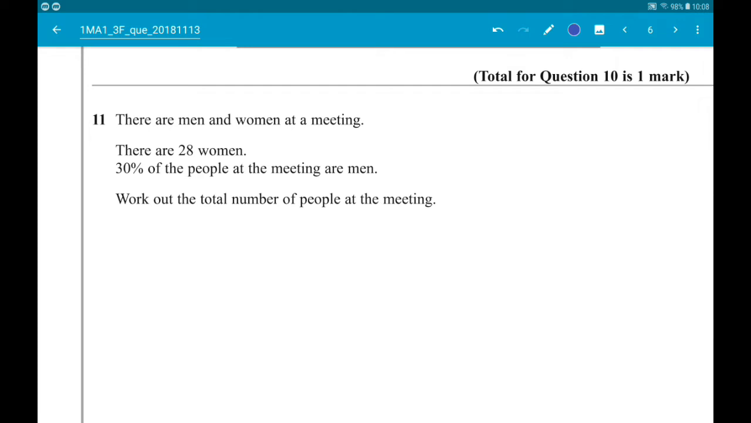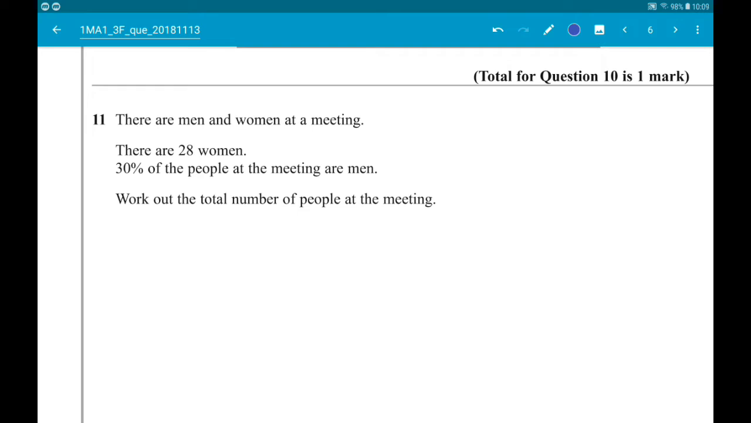Okay, then number 11. We are told there are men and women at a meeting. There are 28 women. 30% of the people at the meeting are men. Work out the total number of people at the meeting.